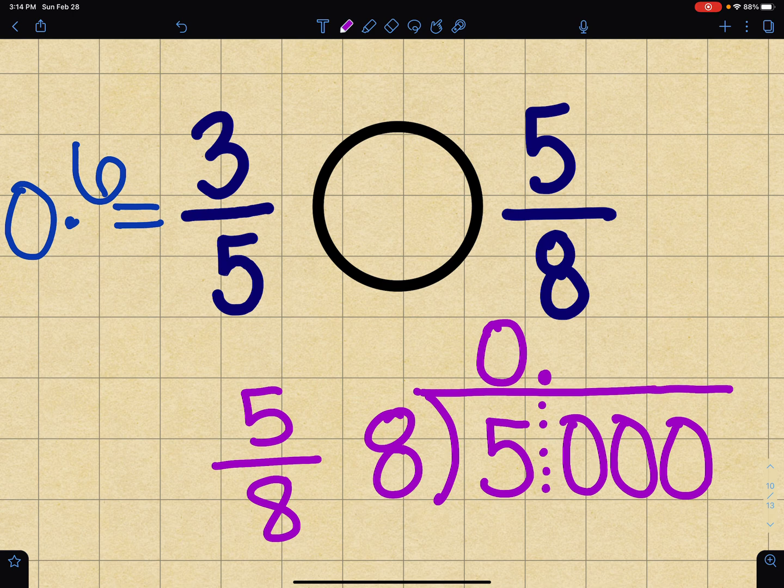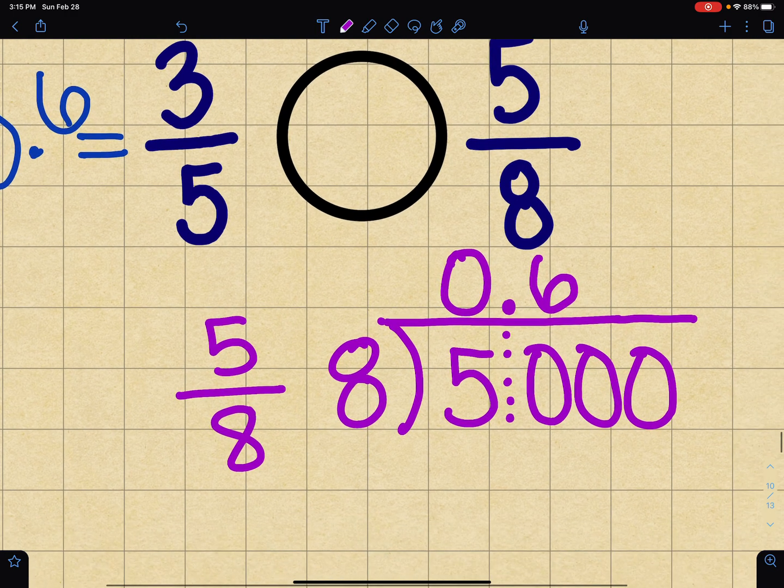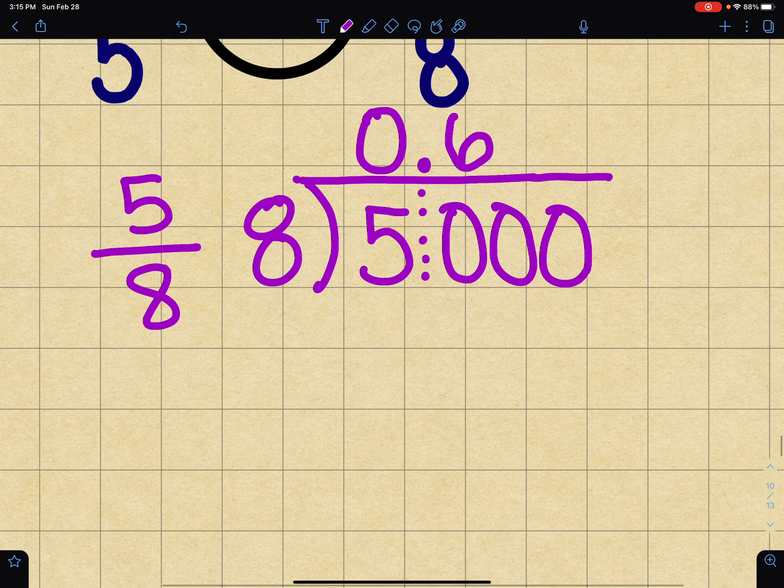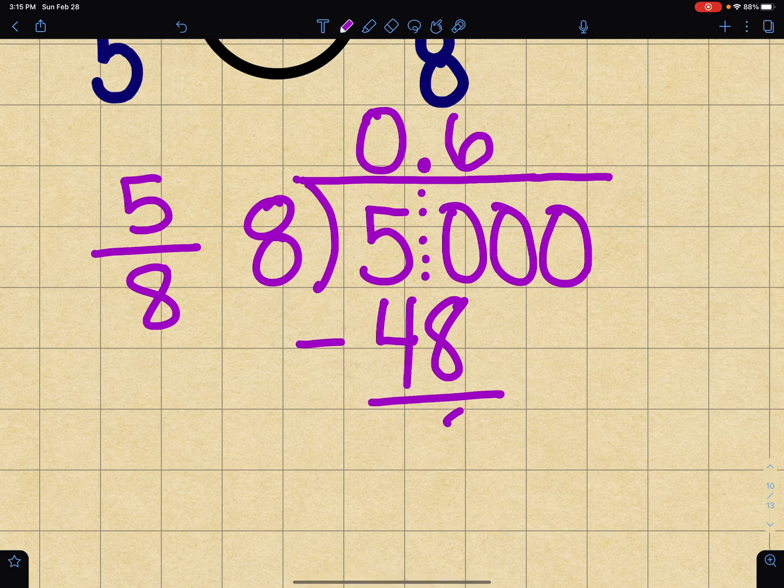Well, let's think about our times tables. 6 times 8 is 48, so that's pretty close. So 6 times 8 is 48. Subtract, we end up with 2. Then we bring it on down. Bring on down the next contestant, which is a 0.